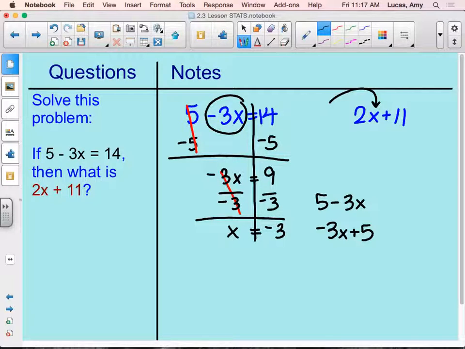and x equals negative 3. Then I take this value up here, and I plug it in. 2 times negative 3 is negative 6, plus 11 is 5. So 2x plus 11 would be equal to 5. So this is definitely a trickier question being asked than just saying solve this equation.